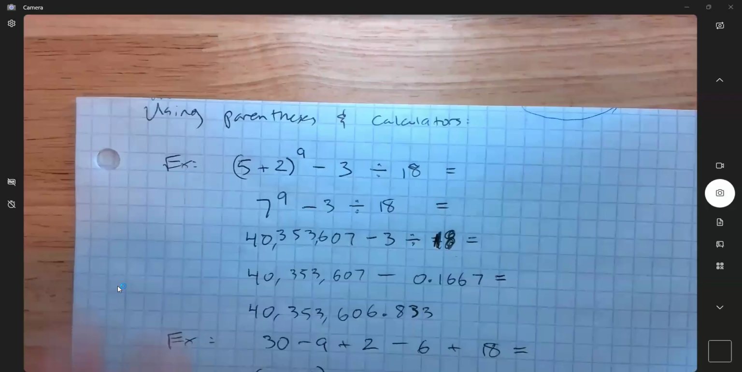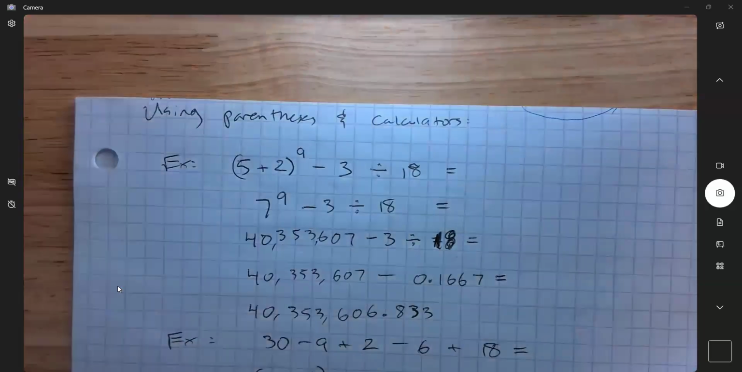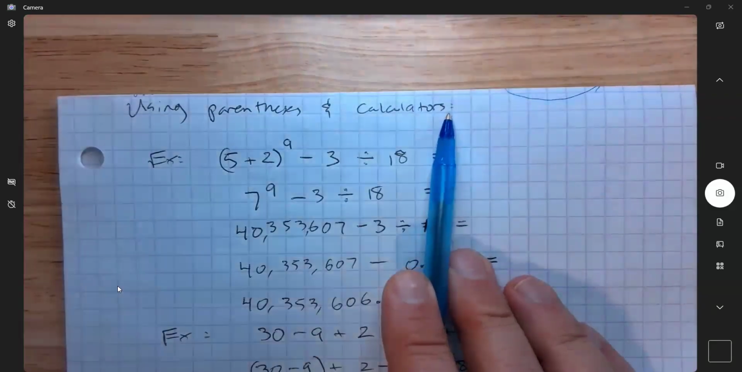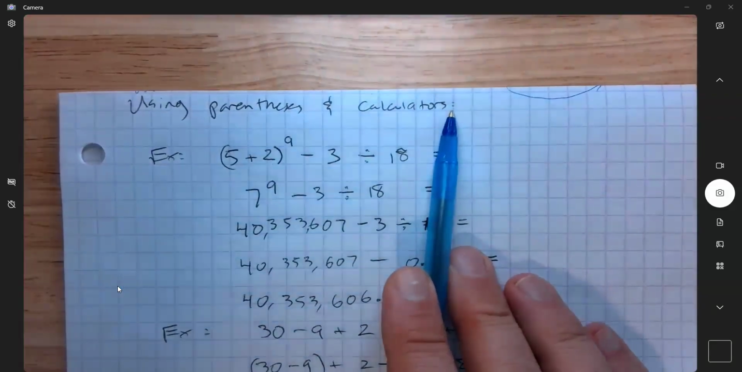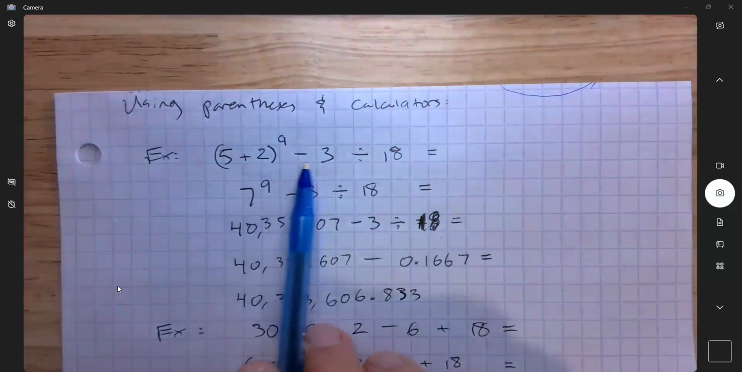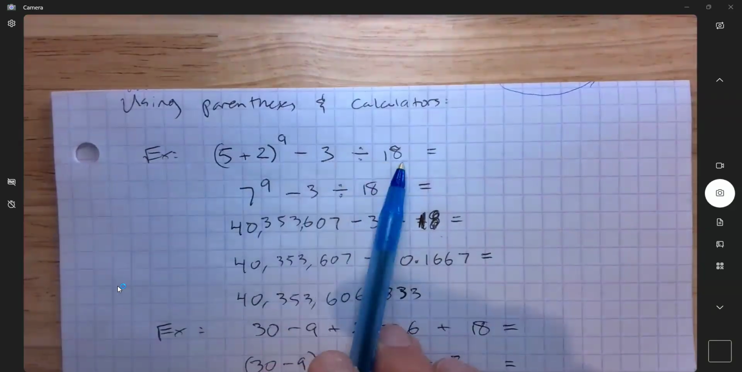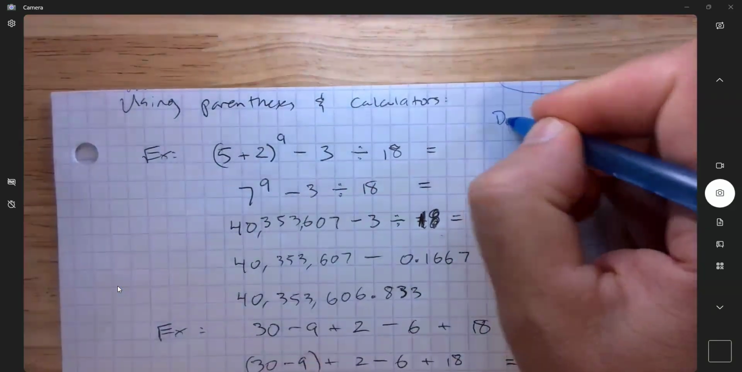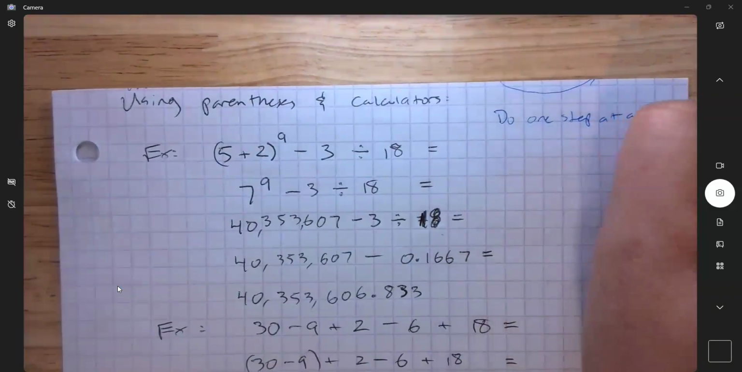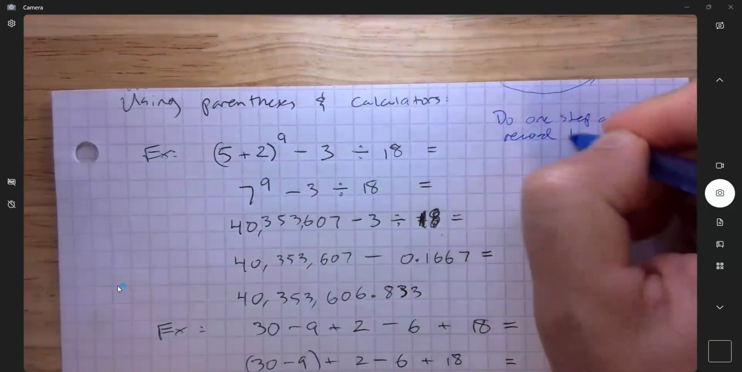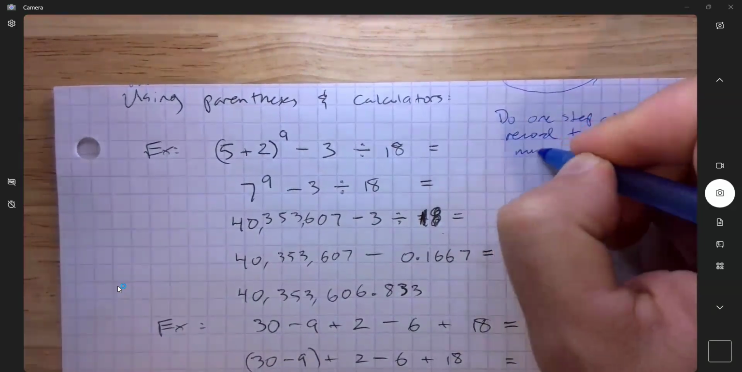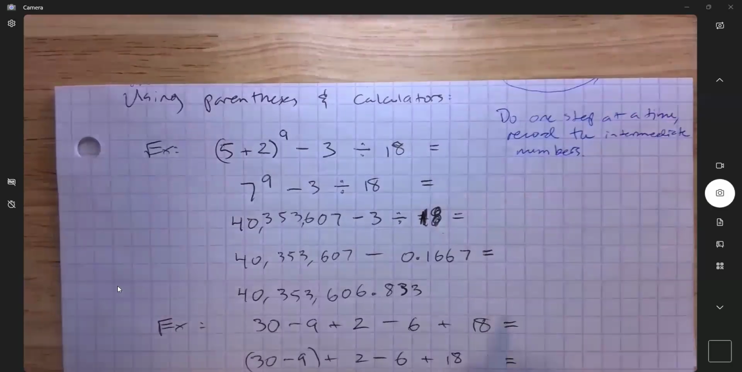Often we work with numbers that are big enough that we want calculators to help us. Some calculators are really good at following orders of operations, others are not so good. So my strong recommendation is anytime you have to do a long chain of arithmetic in a calculator, is do one step at a time and record the intermediate numbers. Record what you get every step.